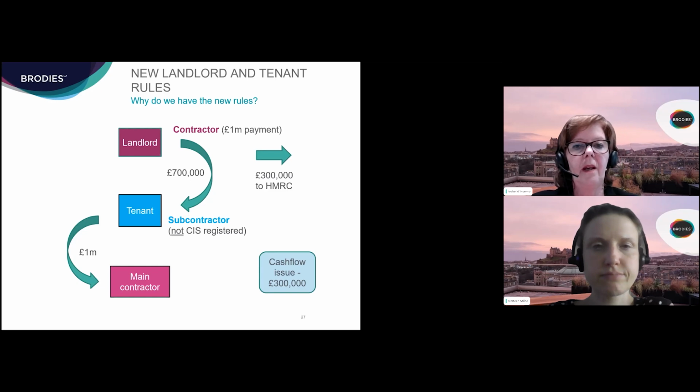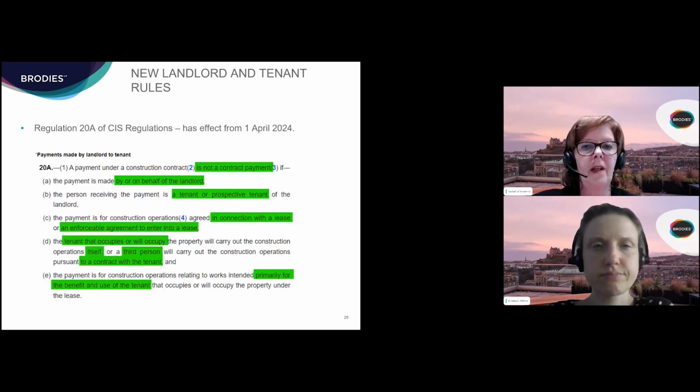So if we move forward to the next slide, it's a new regulation 20A, if you'd like to know the technical detail. It was introduced into the CIS regulations from the 1st of April, and it's broadly saying that a payment under a construction contract is not a contract payment, and being a contract payment is the thing that makes the CIS apply to it.